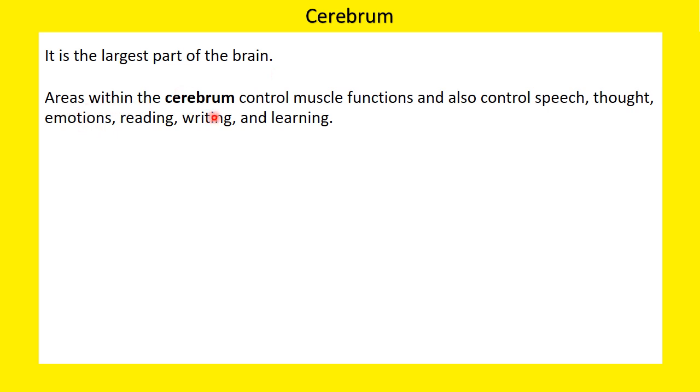Areas within the cerebrum control muscle functions and also control speech, thought, emotions, reading, writing and learning. So it controls a few things like speech, thought, emotions, etc. So let's move on to our next slide.